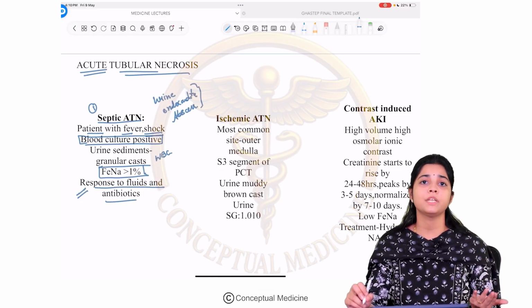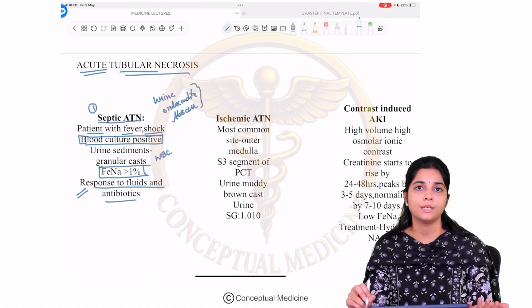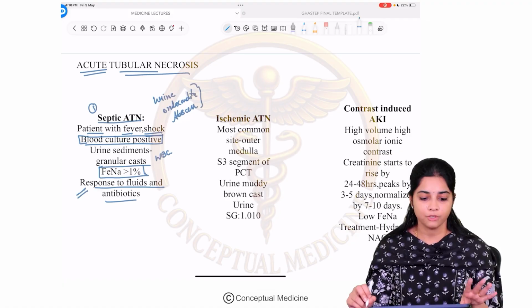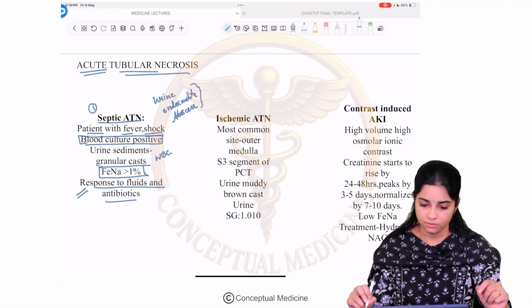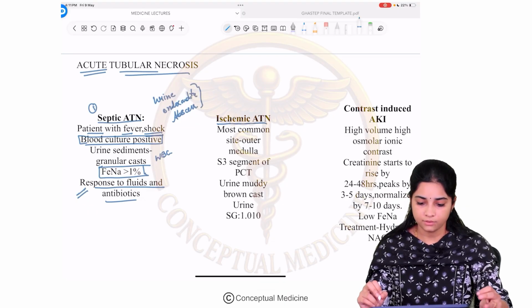Septic AKI can be prerenal also, because they can have septic shock, hypovolemia, hypoperfusion, so they can have prerenal AKI also. So IV fluids along with antibiotics is the treatment for septic ATN. Okay. Then the second type is your ischemic acute tubular necrosis.